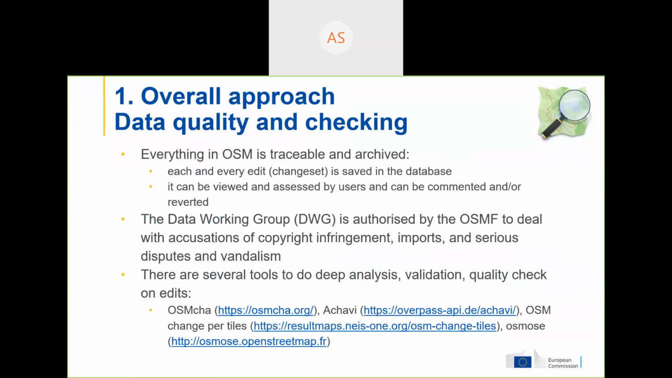It's about data quality and how to check the information that's automatically updated in the database immediately. So everyone registered can edit the database, and that edit will be available for anyone immediately. Everything in OpenStreetMap is traceable and archived. Each and every edit, called a changeset in OpenStreetMap, is saved and can be viewed, assessed, commented, or reverted if something is really wrong.